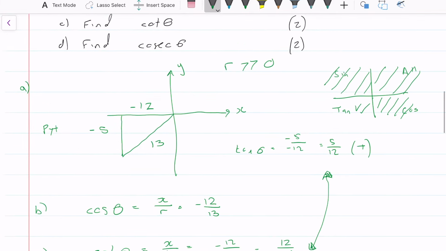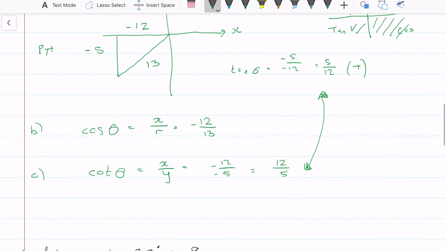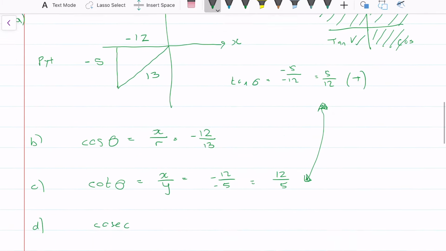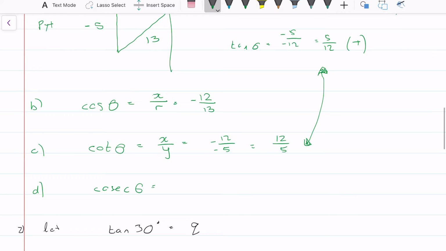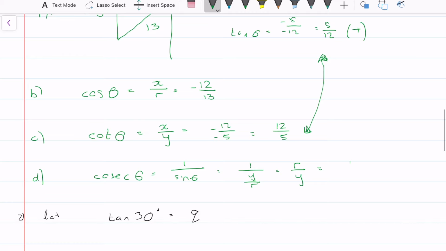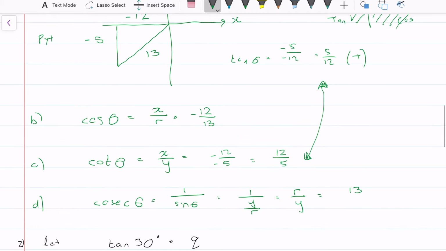So those two relate correctly as well. The next question is question D, which is cosec theta. Because I've got limited brain capacity, I don't know if it's y over r over y, so what I'd rather do is 1 over sine theta, which is 1 over y over r, so cosec theta equals r over y. If we have r, we know r is 13 from our diagram, and y is minus 5. So that is the final answer.